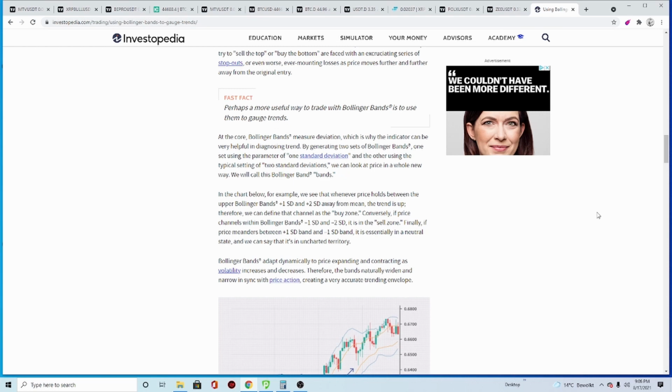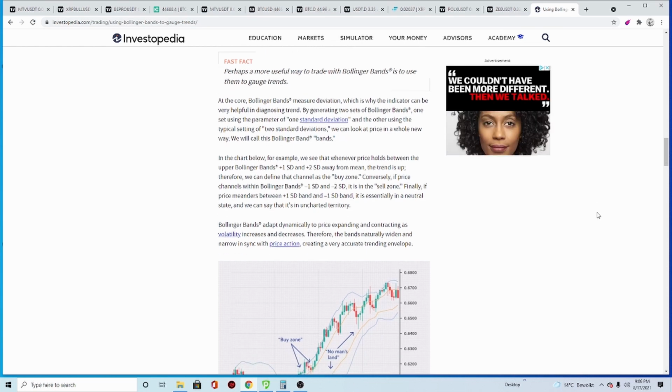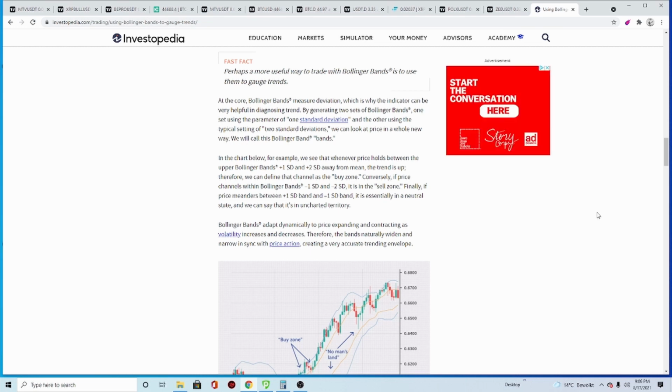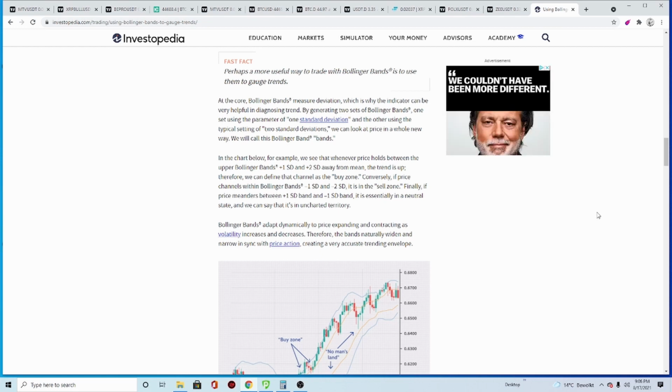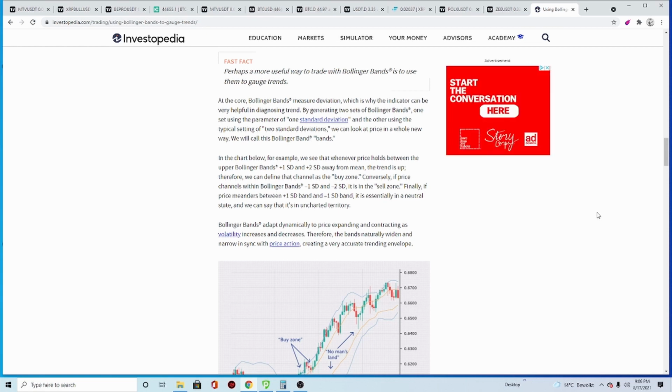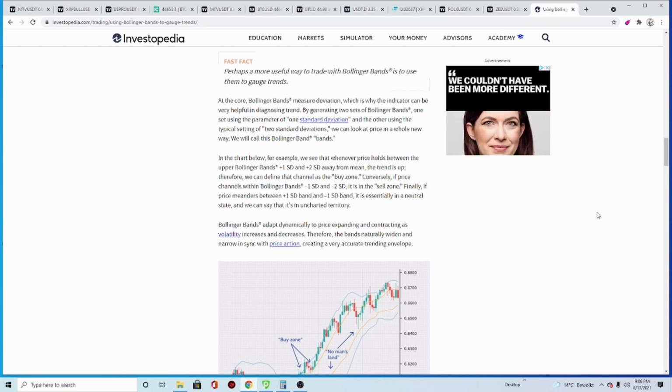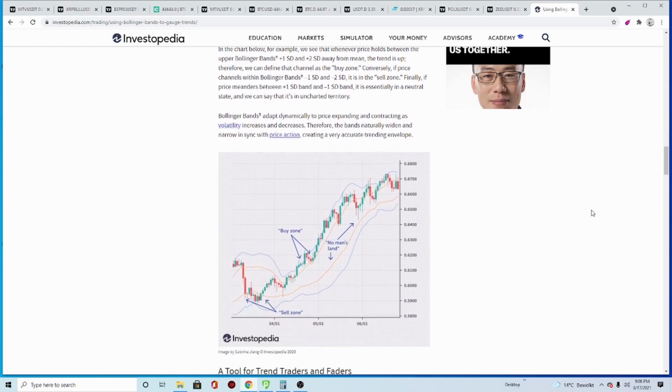100%. So at the core of Bollinger Bands is measuring deviation, which is why the indicator can be very helpful in diagnosing a trend by generating two sets of Bollinger Bands. One set using one standard deviation, and the other using the typical setting of two standard deviations. We can look at price in a whole new way. So this is how it works, guys.